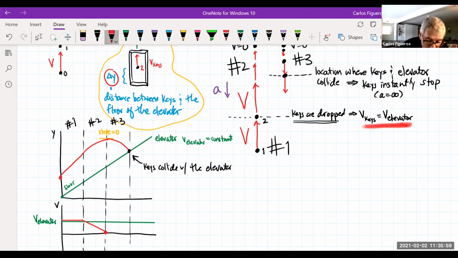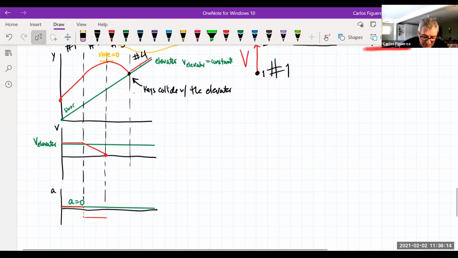And so what happens after this? Then the keys continue to move with the elevator up like that. And that would be what I would call my 4th interval that I mentioned, but I didn't do that. So what actually happens to the rest of the curve? Well, the acceleration is constant because we can only deal with constant acceleration intervals.